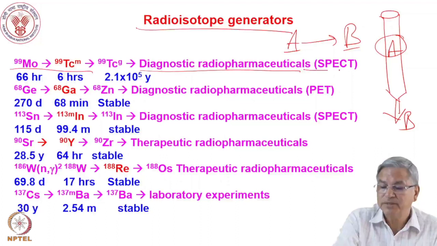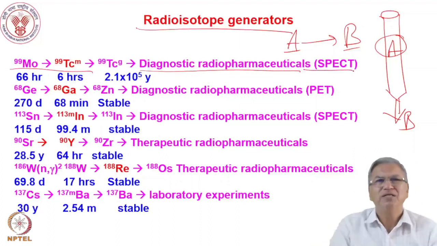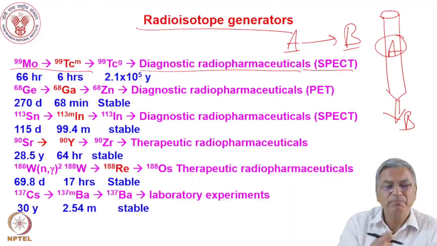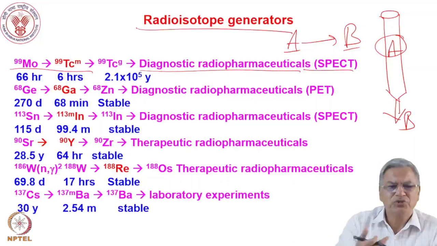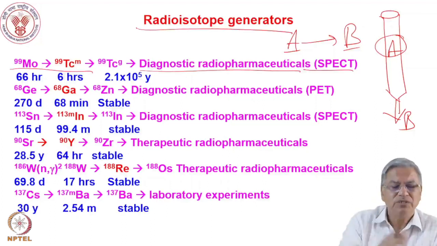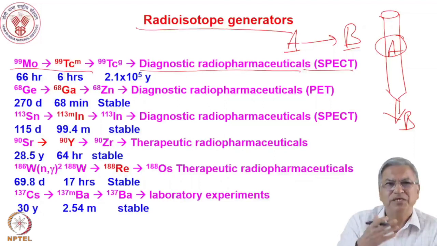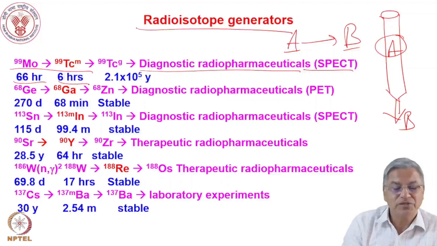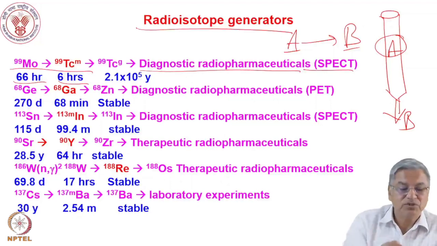So in SPECT, single photon emission computed tomography, you are doing the image of an organ. You inject a compound labeled with technetium 99m, and when it is going in the bloodstream, you can take the image of a particular organ where the blood is flowing, like for example, heart imaging. You can see what part of the heart is infarcted if there has been a heart attack. So 66 hours and 6 hours is ideal transient equilibrium. You can go on milking technetium from that.